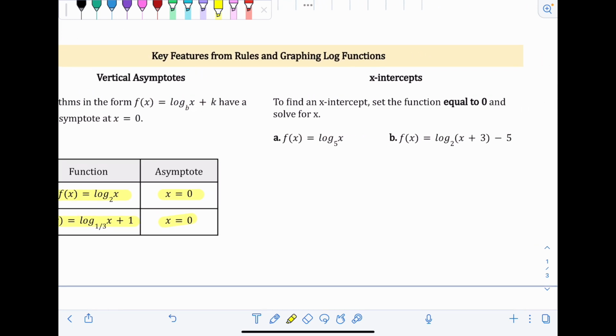Okay, for finding the x-intercepts, to find an x-intercept, set the function equal to 0 and solve for x. So that means that we are taking 0 and putting it in for f of x. So completely replacing f of x with 0, not finding f of 0, because f of x is y. If I have an x-intercept, that's going to be the point (x, 0), which is what makes it on the x-axis. And so the y-coordinate is 0, so we would replace all of f of x with 0.